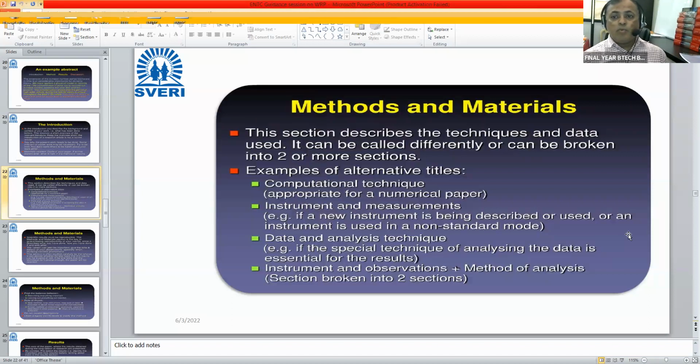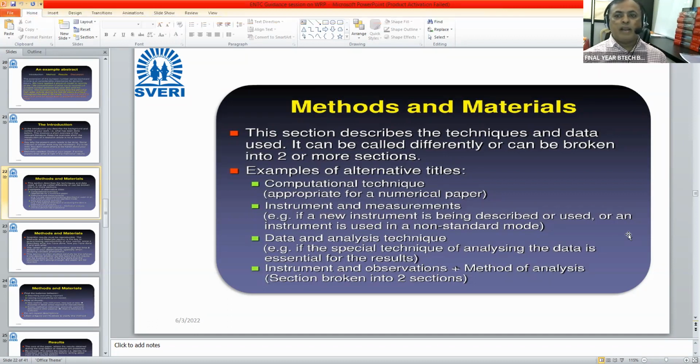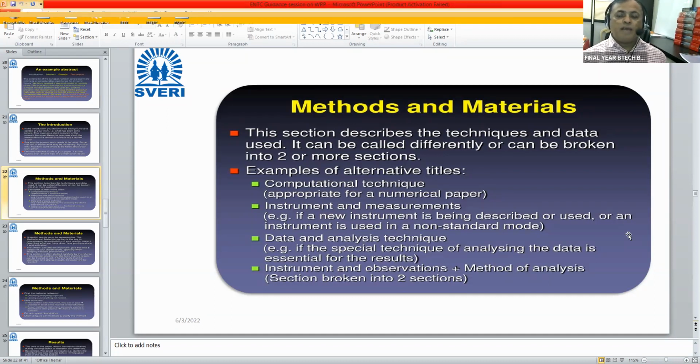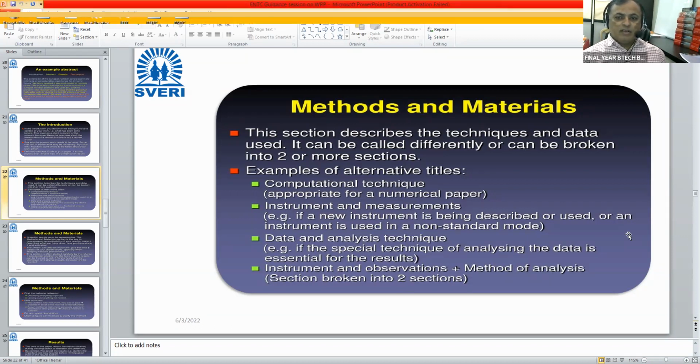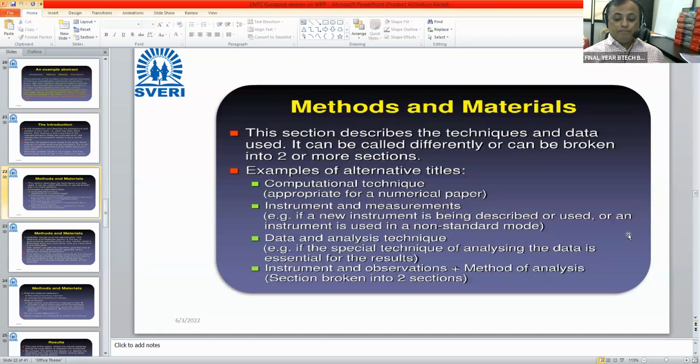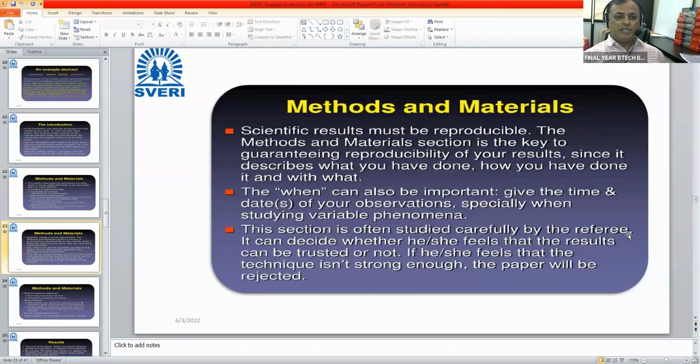So depending upon what kind of paper you have, it is going to vary. If your paper is completely mathematical, then you can have a computational technique. If it is based on some instrument and giving the measurements of the instrument, that is something different. Then if you have only data which you're going to analyze, then data and analysis technique. And then there could be instruments and observations and methods of analysis, and everything can be included in methods and material.